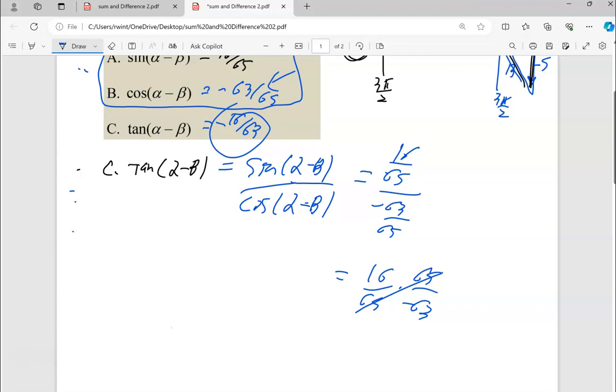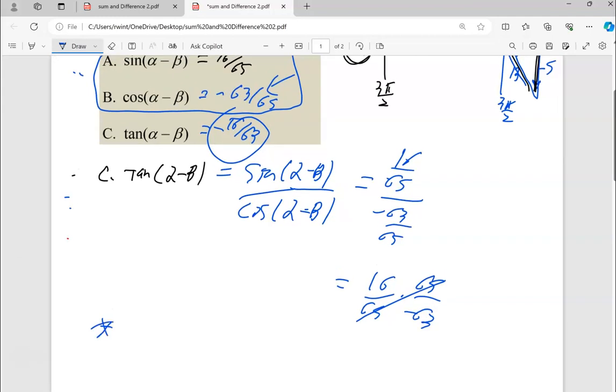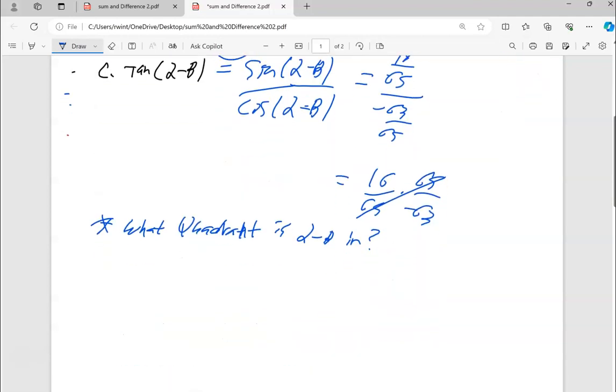So there you have it. That's how you can do these. Question I didn't ask, but I'm going to. Let me make a little asterisk here. So what quadrant is A minus B in? You might say, well, how am I supposed to know that? I'm going to show you how you can know that.